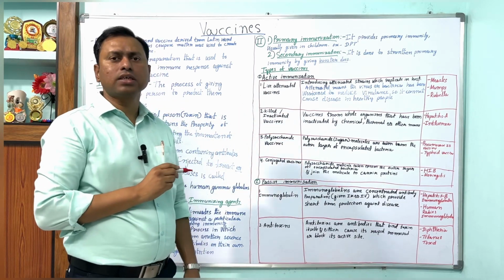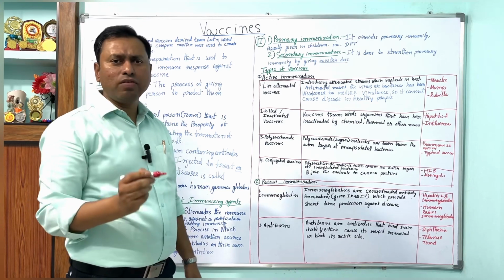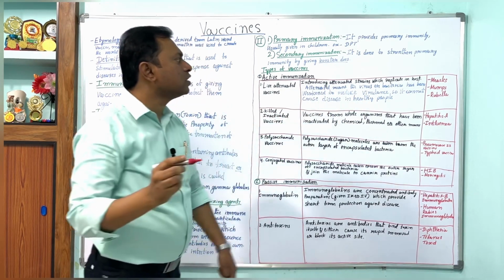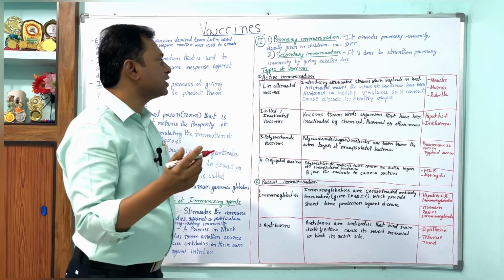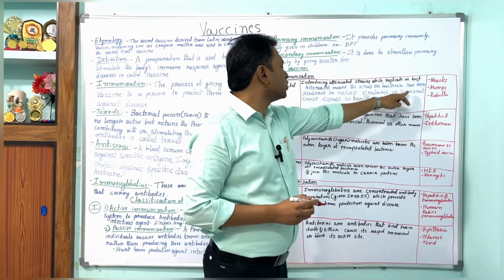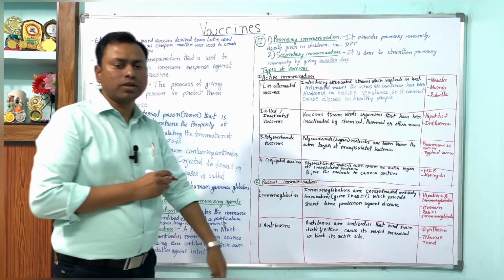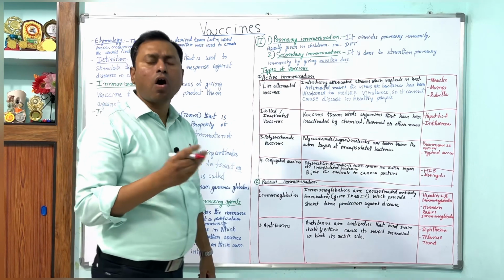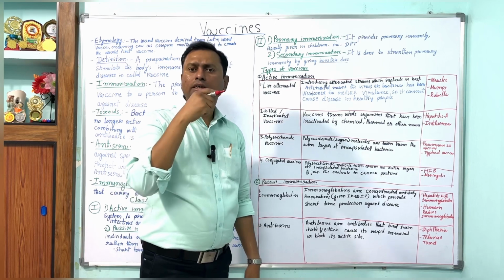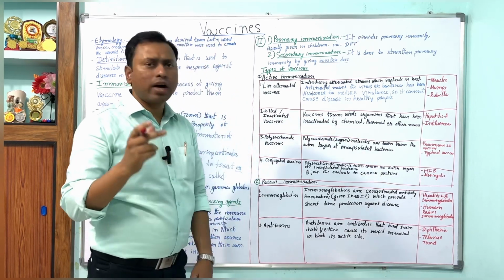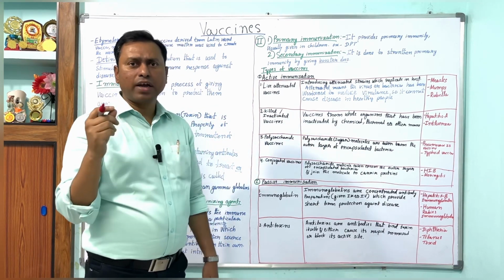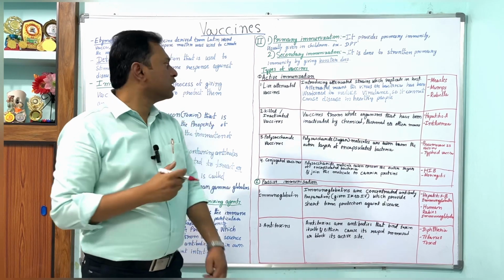What are live attenuated vaccines? Live means we are introducing an attenuated strain which replicates in the host. The virus or bacteria has been weakened to reduce its virulence, so it cannot cause the disease in healthy people. The live bacteria, virus or antigen is weakened through a chemical process or through heat, and we inject it into the person.